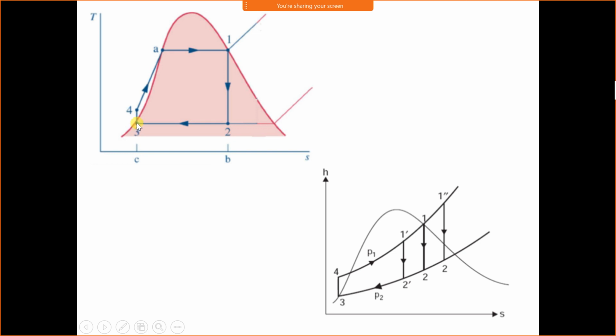At point 3, at the entry to the pump, it is saturated water. Therefore, you can see point 3 on the saturation line. But while pumping, pressure increases and that saturated water becomes subcooled water. Therefore, you can see point 4 in the subcooled region. Outside the saturation curve, it is subcooled.